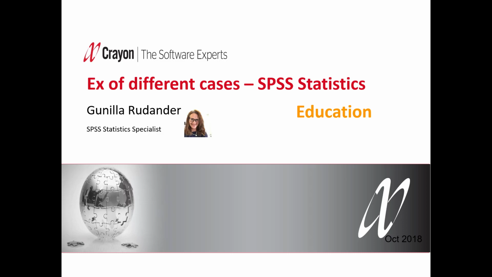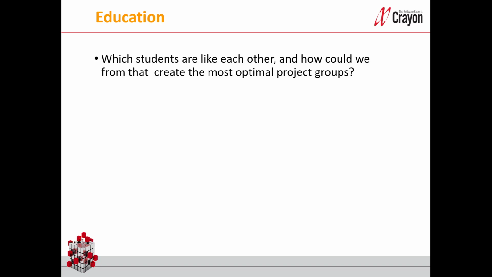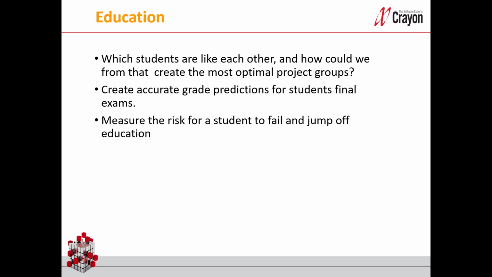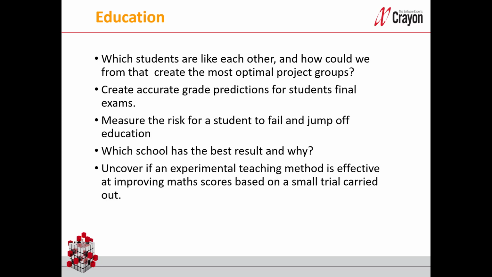So let's start with education. Something that could be interesting to study in education is which students like each other and how could we from that create the most optimal project groups. Create accurate grade predictions for students' final exams. Measure the risk for a student to fail and jump off education. Which school has the best result and why? And finally, uncover if an experimental teaching method is effective at improving math scores based on a small trial carried out.